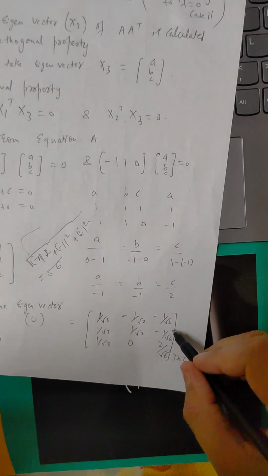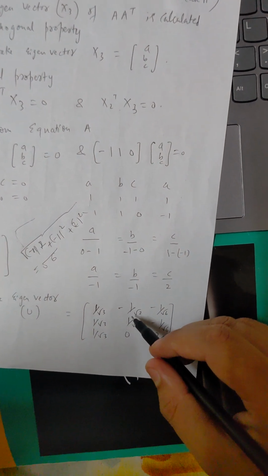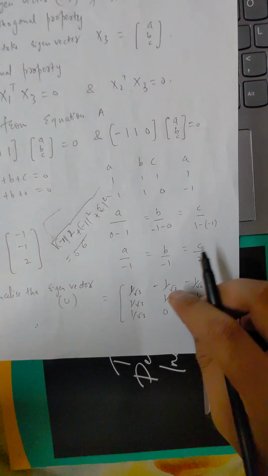Similarly for this, in this column I have got square root of 6. So here I have minus 1 and minus 1. When I take the square of minus 1 square and 1 square, I have got square root of 2.